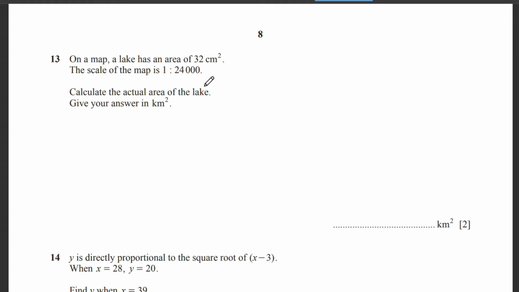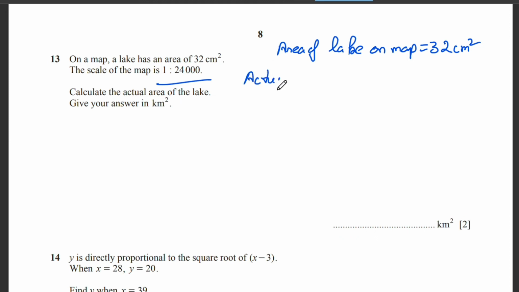On a map, a lake has an area of 32 centimeters square. The scale of a map is 1:24,000. Calculate the actual area of the lake. Give your answer in kilometers square. Now see, on the map, the area of the lake is 32 centimeters square. Now what's the scale given? Scale is 1:24,000.